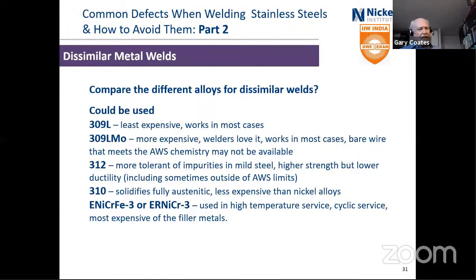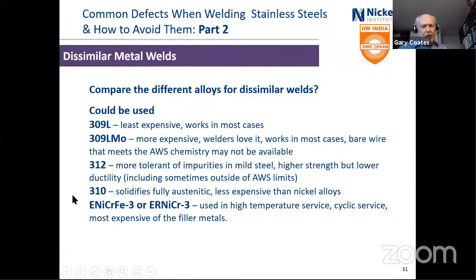The 312, there are some people that sell it and brand it as some spectacular welding electrode because it is highly tolerant of impurities in mild steel, higher strength, but because of the ferrite content, it does have lower ductility, and also you want to avoid it for high temperature service. And again, sometimes the filler metal is outside the AWS composition limits.